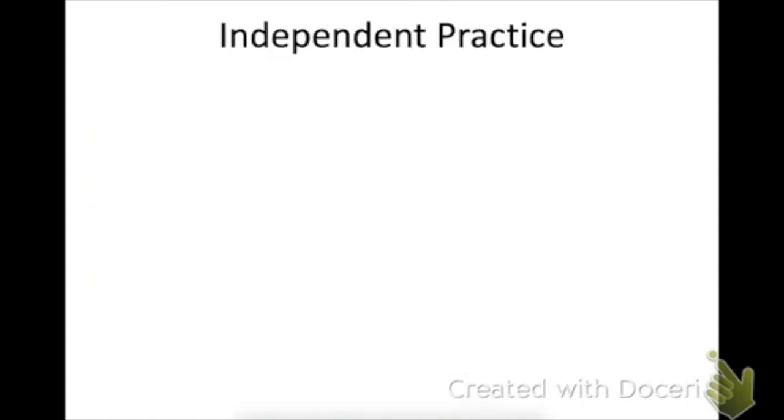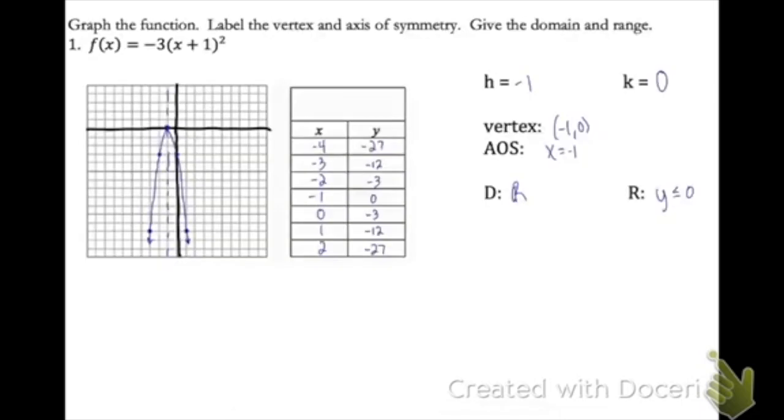Independent practice. I want you to pause your video and complete the problems and then restart to see my answers. I'm now remembering that in every example I forgot to show you the axis of symmetry on the graph. So make sure you go back to your examples in your notes and draw the axis of symmetry in. For this problem, it's this dashed line right here.